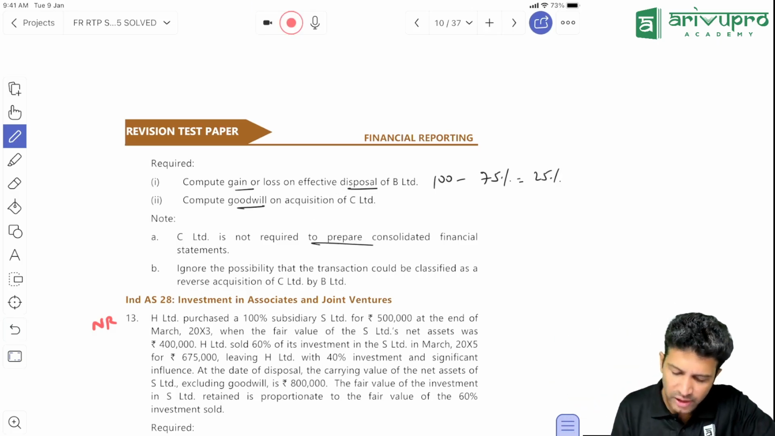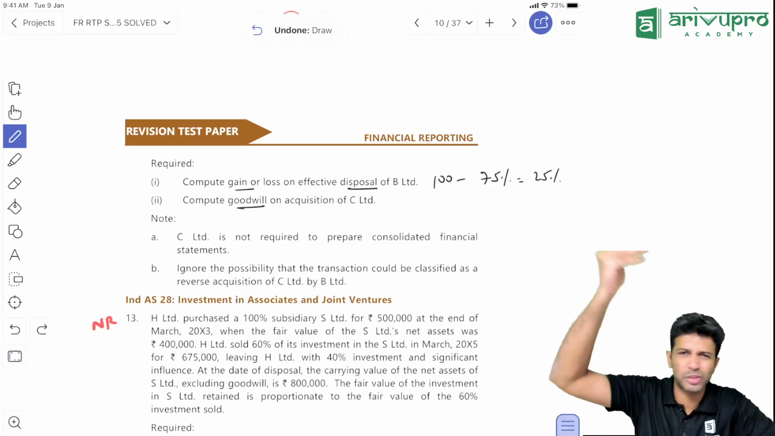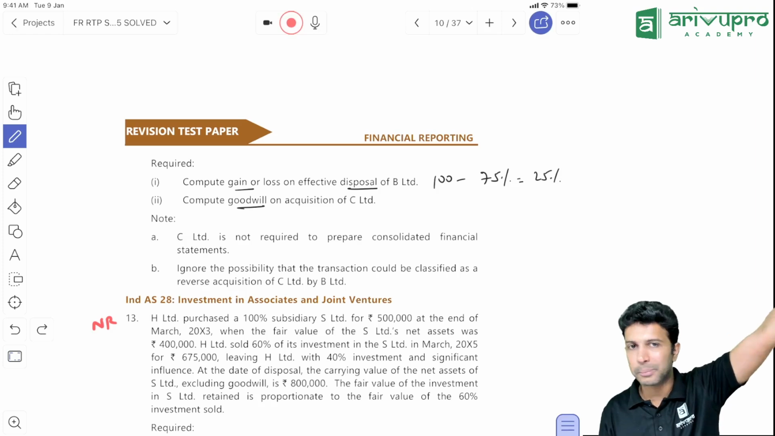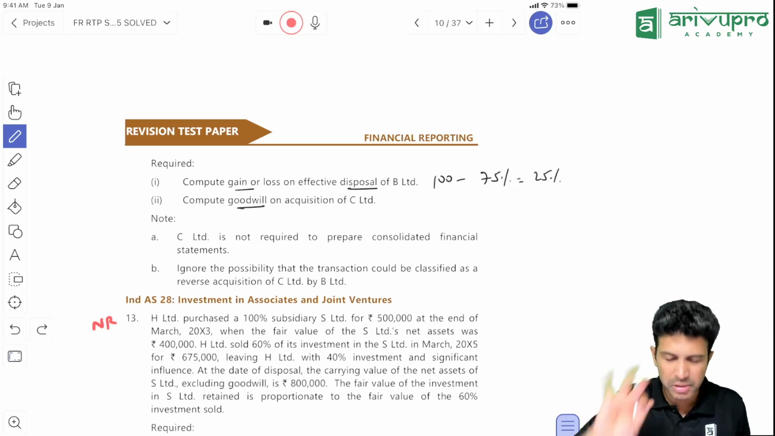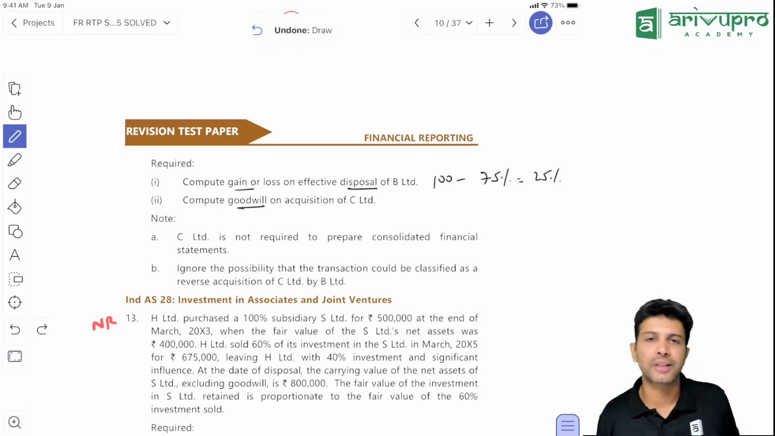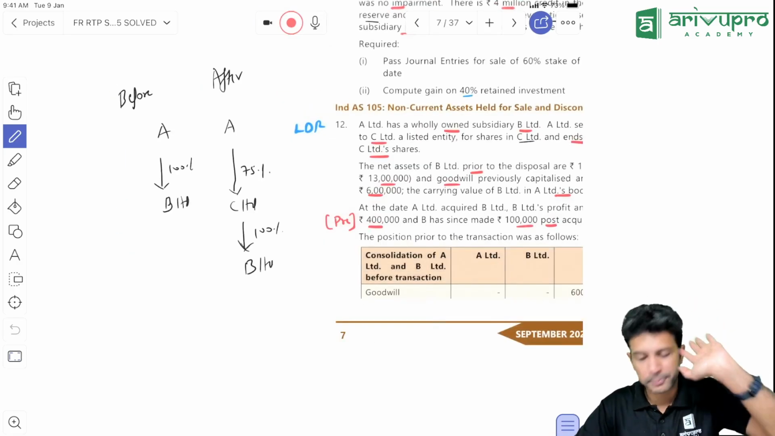C is not required to prepare consolidated financial statements. Maybe they have a consolidation exemption. We have some conditions, such as being an investment entity, or being an intermediate holding company, where you get a CFS exemption. Maybe C falls under that category. They're also saying to ignore that it is a reverse acquisition at all. It's basically normal. Control has not changed, right?